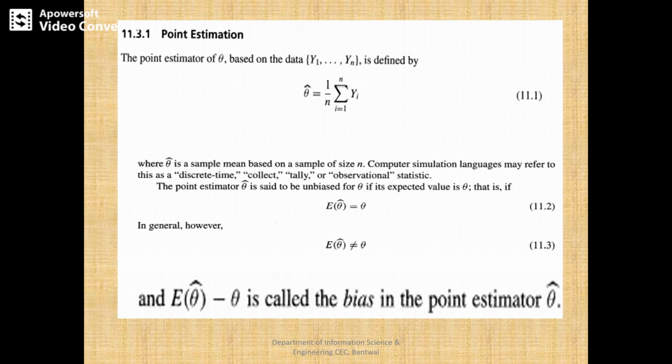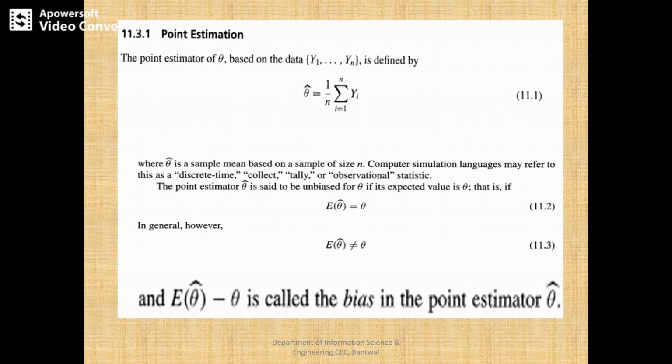We have taken very important equations and parts here. The point estimator of theta, based on the data Y1, Y2, Y3 up to Yn, is defined by theta cap equals 1 by n summation i equals 1 to n of Yi. Here theta cap is the sample mean based on a sample of size n. Computer simulation languages may refer to this as a discrete-time collected tally or observational statistic. The point estimator theta cap is said to be unbiased for theta.